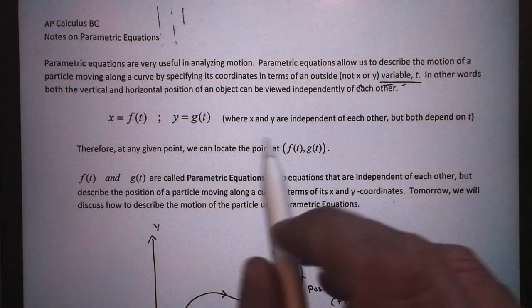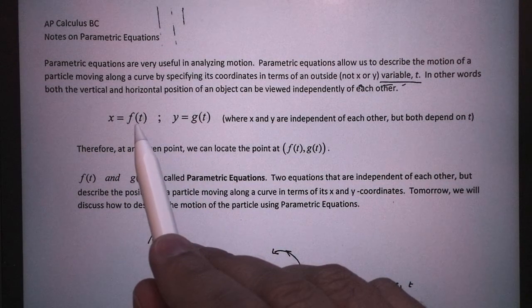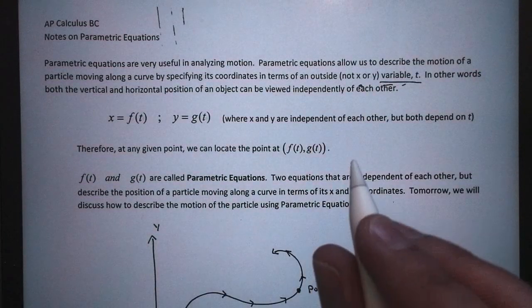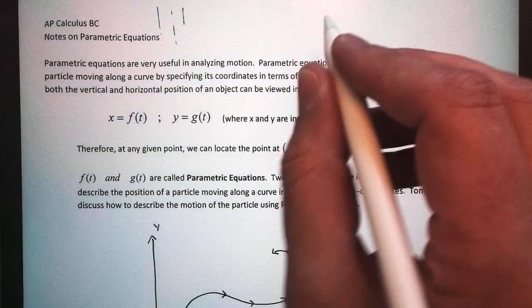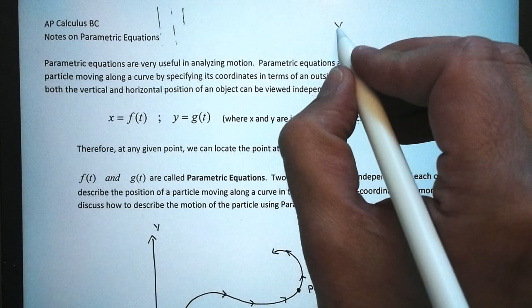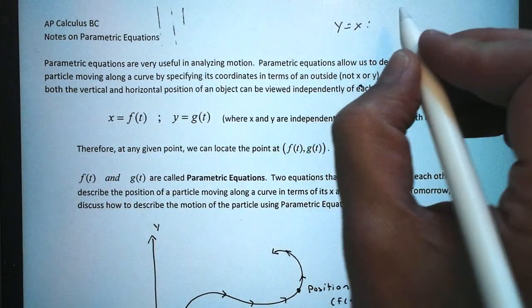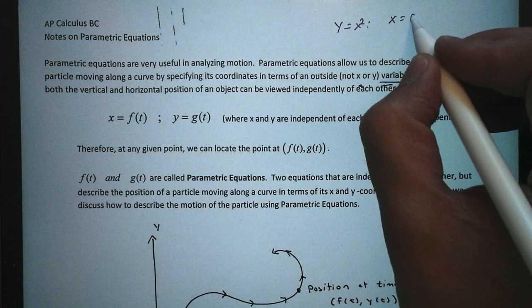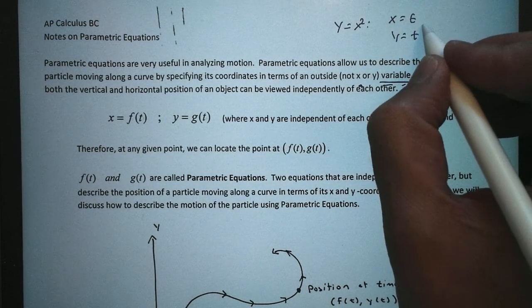Normally we will say x is a function of t, and y is a function of t. You might remember this from last year. Your teacher would say, here's a function y equals x squared, write this as a parametric. You would say x is t, then y would equal t squared.